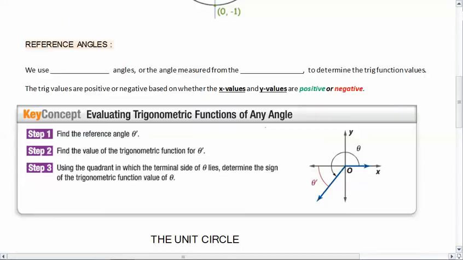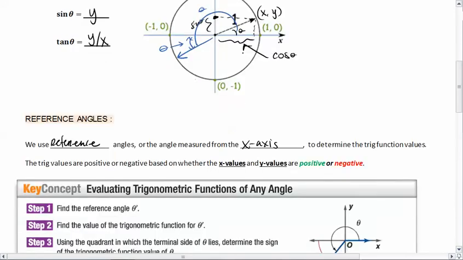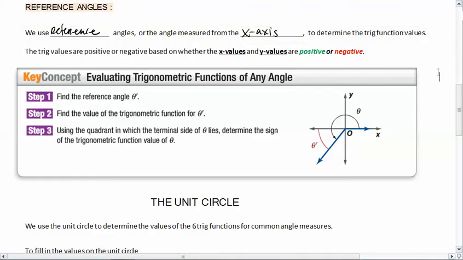So for reference angles, we talked about that briefly, or the angle measured from the x-axis. And what I mean by that is if you have some angle, let's draw this in blue. If we have some angle created all the way around here, then actually we're just going to use this theta right here, the measure from the x-axis, this would be the negative x-axis, for example, in order to determine some of our functions. So let's undo. And then these trig values that we find are negative or positive based on the x values and y values, whether those are positive or negative.